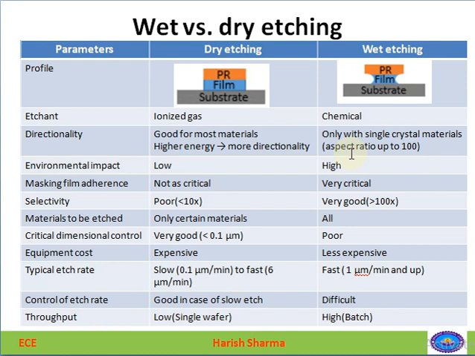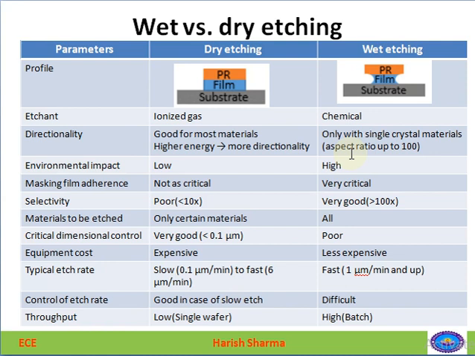Etch rate in dry etching is slow, from 0.1 micrometer per minute to about 6 micrometers per minute. In wet etching, about 1 micrometer per minute and above we can get. Control of the etch rate is good in dry etching, but it's difficult for wet etching, and we use the etch stop process. The throughput in dry etching is low; a single wafer we have to treat at a time, and in wet etching a bulk batch process is possible, so high throughput is there.